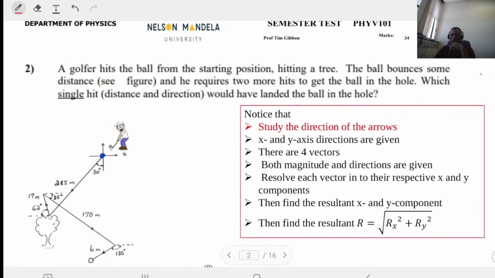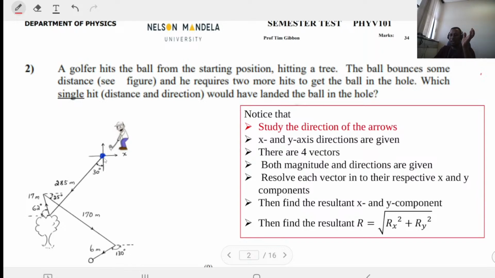Then from that point, if there is a tree, something hit down, let's say, and then it goes past this length. Then the third will go past 170. And then the last one, the 6 meter. We are given at each point the displacement of the individual vector as well as the angle.